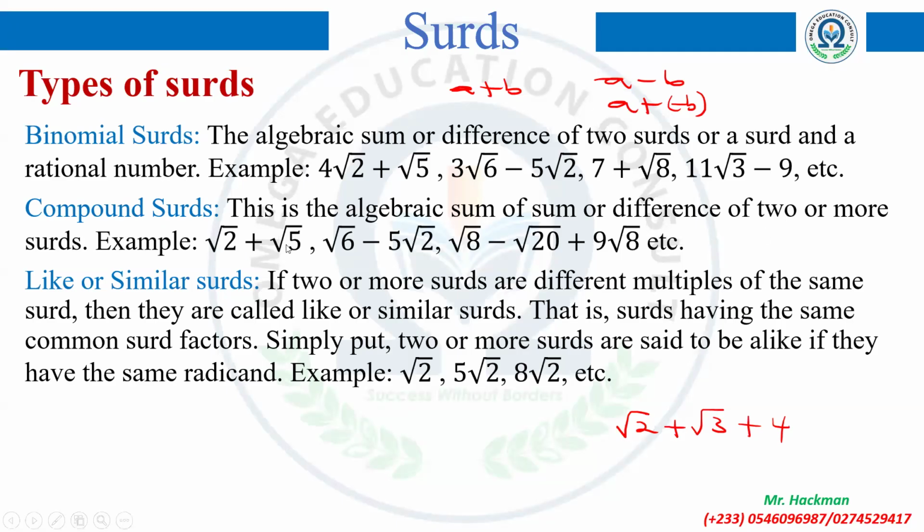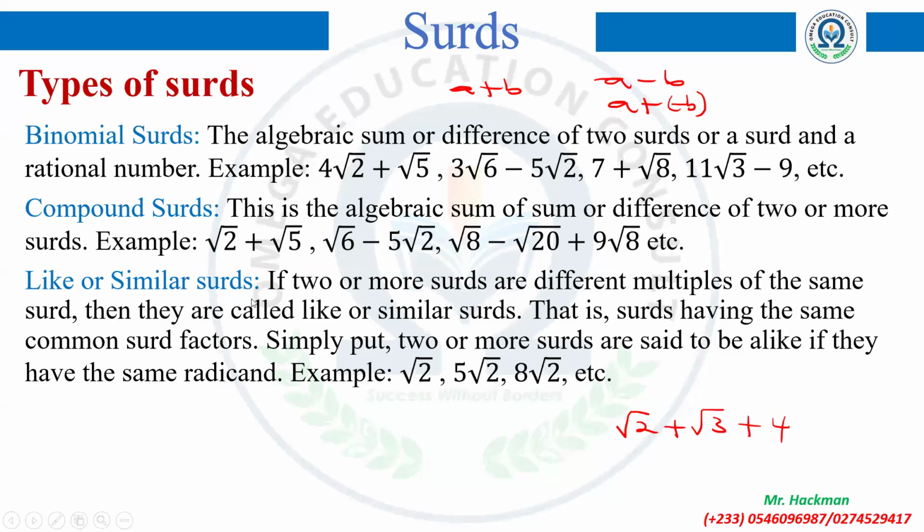So you can see that this is a binomial set, but it's still a compound set. This is a binomial set, still a compound set. How many terms do you see here? Three. A trinomial set, it is still a compound set. All correct? Yes, please. Great. Okay, so now let's look at like or similar sets.